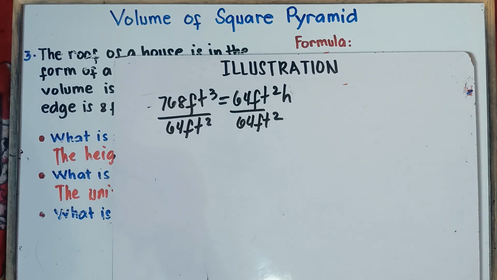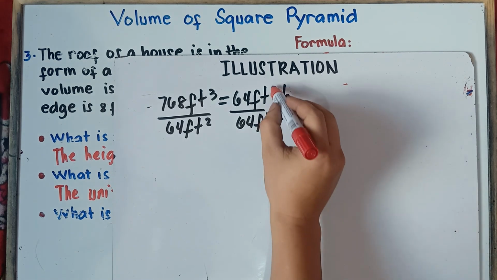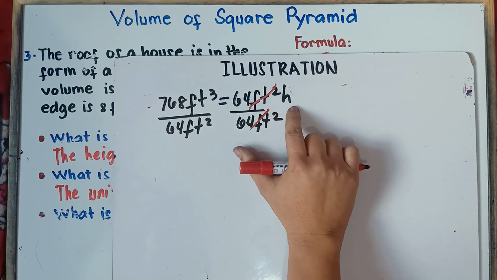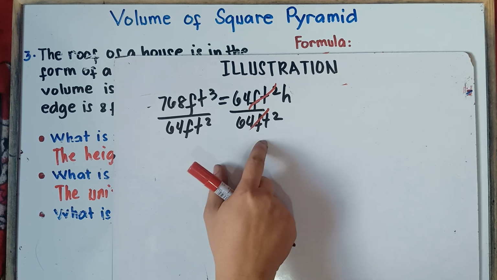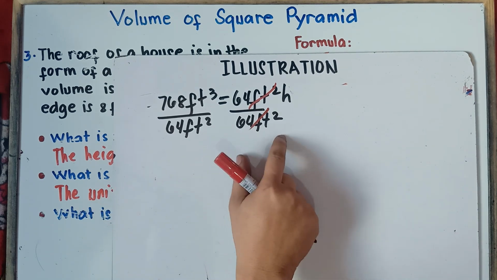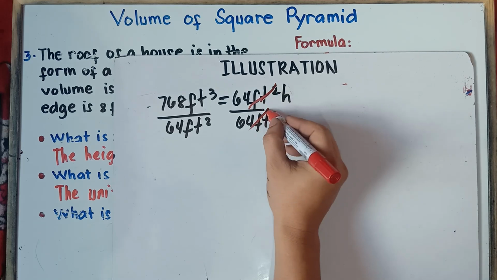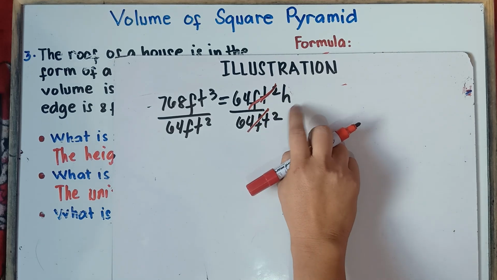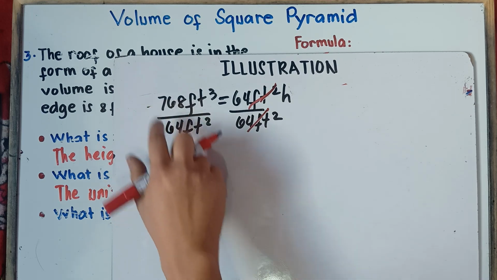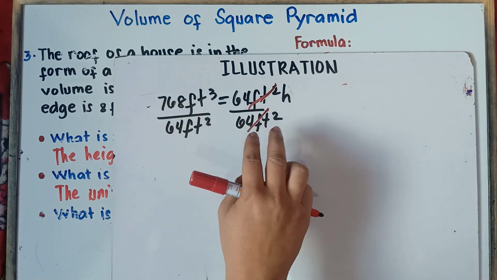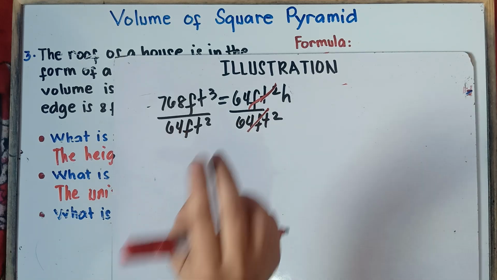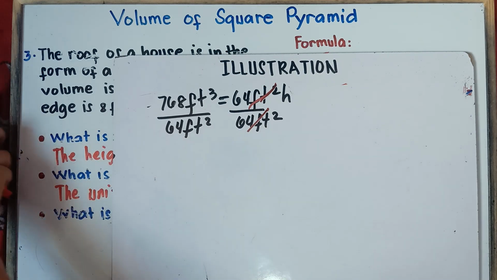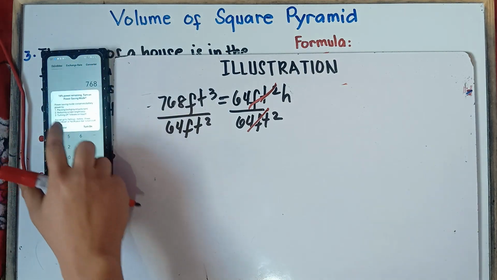Now, you will be asking questions, sir, why is that, sir? So that we can cancel this out and the remaining equation, class, will be only h. That's the answer, class. Sir, why do we need to divide both sides by 64 feet square? So that we can cancel this out and the remaining equation will be only h. And then simply divide this one, class. Once you divide on the right, 64 feet square, you also divide it on the left to make the equation balance. And then simply divide this one, class, and then you're all set.